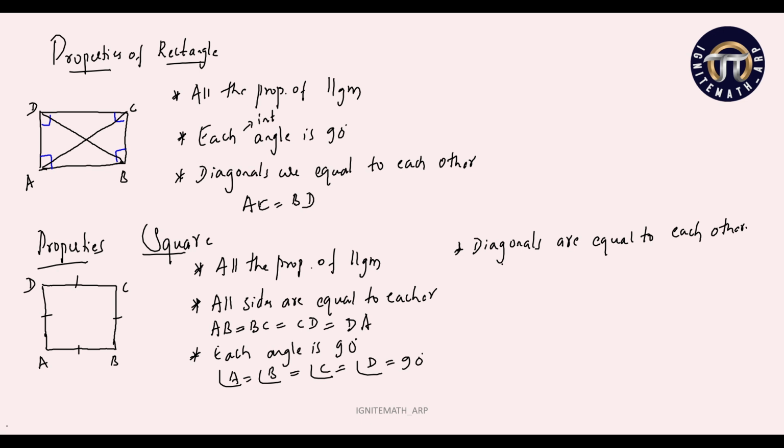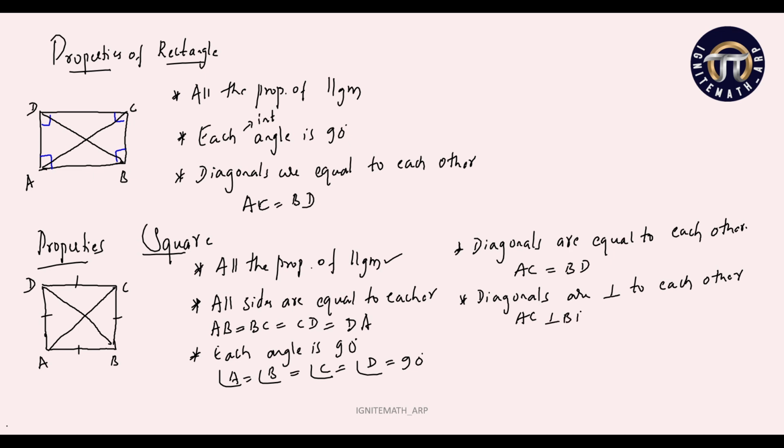Diagonals are equal to each other, in the sense AC is equal to BD. Clear? Diagonals are perpendicular to each other. Actually they are perpendicular bisectors. Since we spoke about the properties of parallelogram, we said that diagonals bisect each other. So diagonals are perpendicular bisectors of each other. So I can say AC is perpendicular to BD.